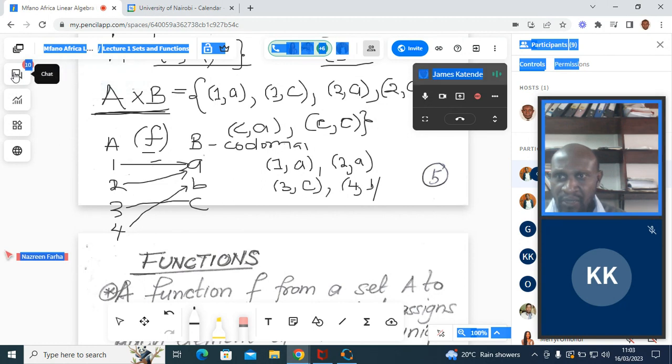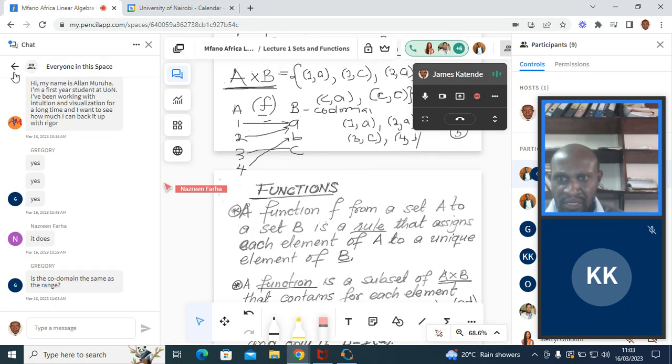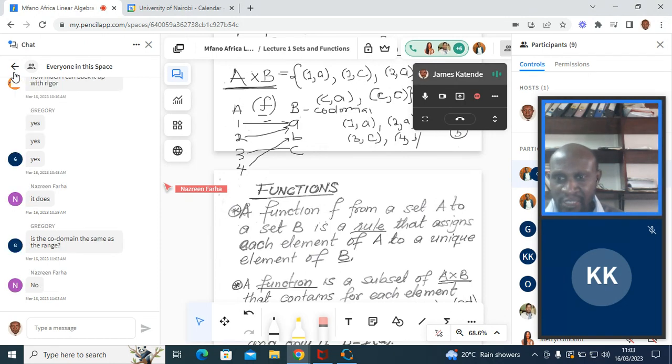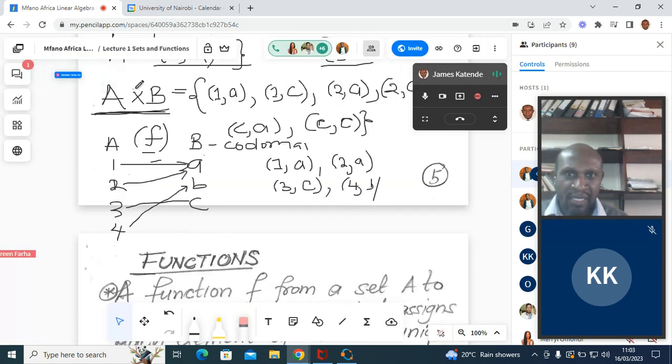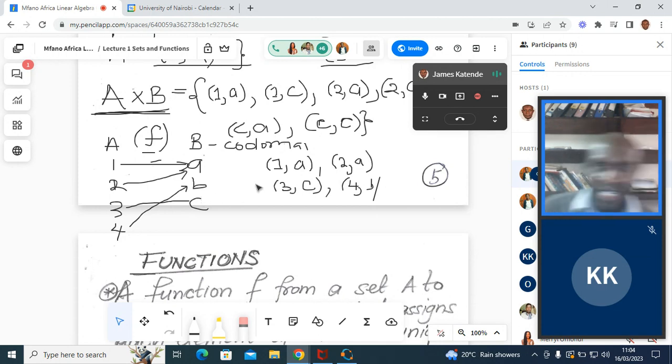There's a question in the chat. Maybe I should check and see what it is. So we shall describe the range in a short while, but Nazrin is correct. They are different. The codomain is not the same as a range. In some cases they are, but in general, they will not be the same. There's a certain set of functions where the codomain turns out to be the same as the range. We shall see when that happens.